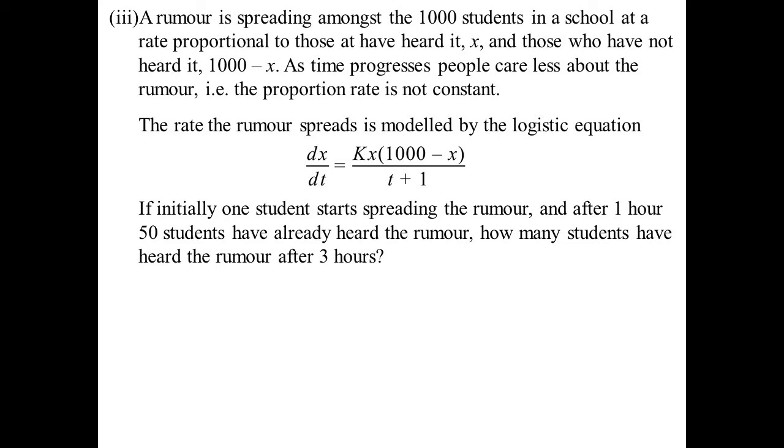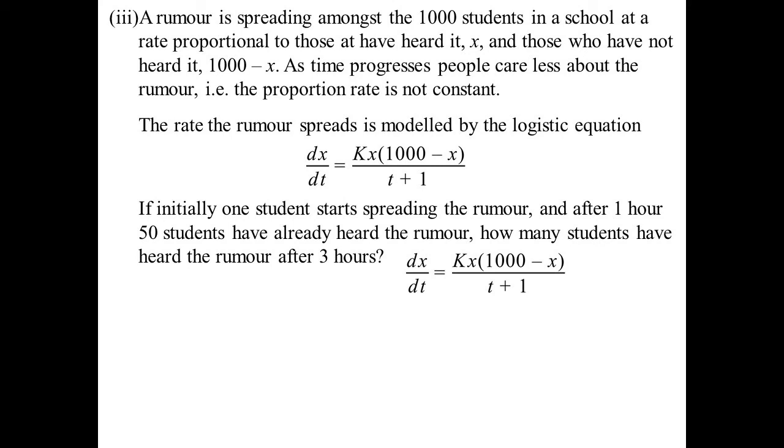So that's why you'll notice on the right-hand side, we've got it divided by t plus 1. So time has a factor of our rate of spread of the rumour. Initially, there's always one student starts spreading the rumour. And after 1 hour, 50 students have already heard the rumour. So how many have heard the rumour after 3 hours?